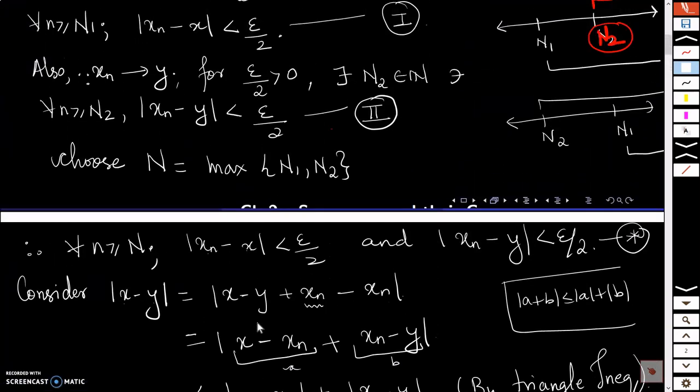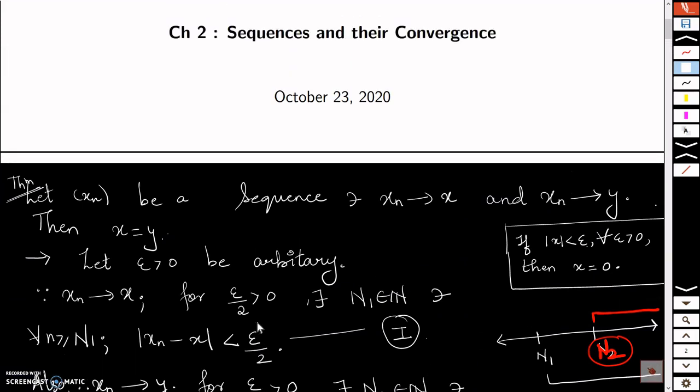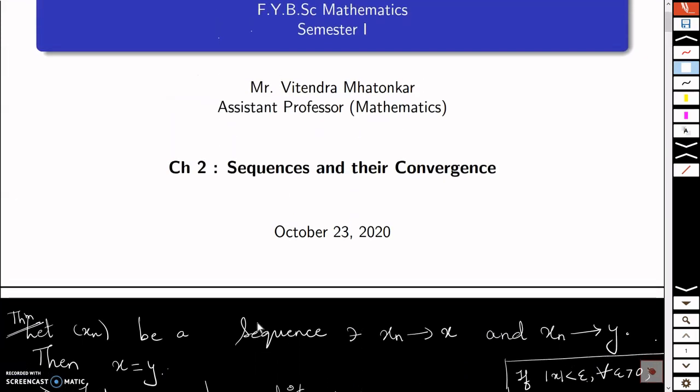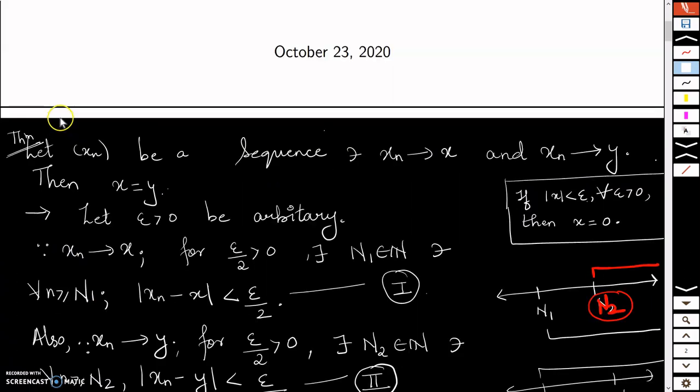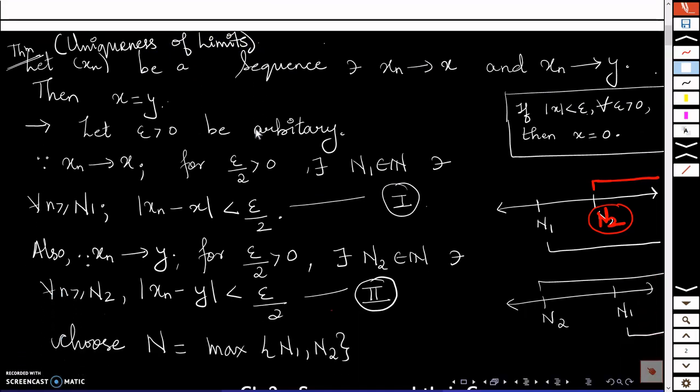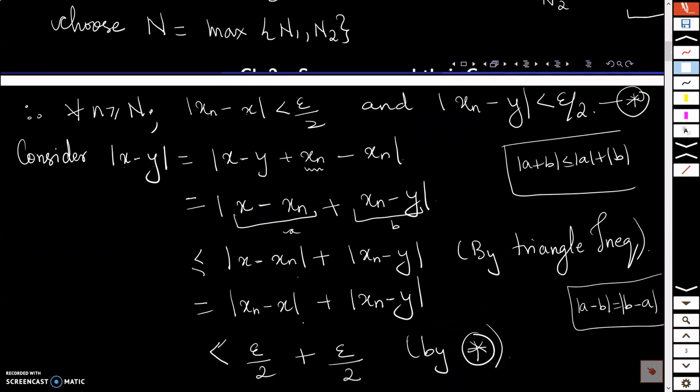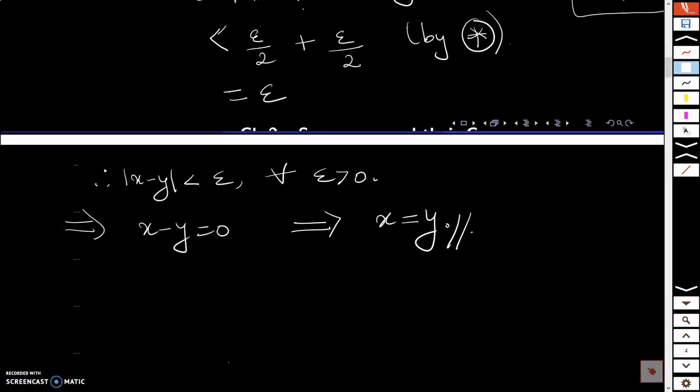So if a sequence converges, it should converge to a unique limit, and that's what this theorem says. So this was the first property, and this is called uniqueness of limits. So I can put it down, uniqueness of limits. All right. So if a sequence converges, it has to converge to a unique limit. It cannot converge to two different limits. That's what we proved.